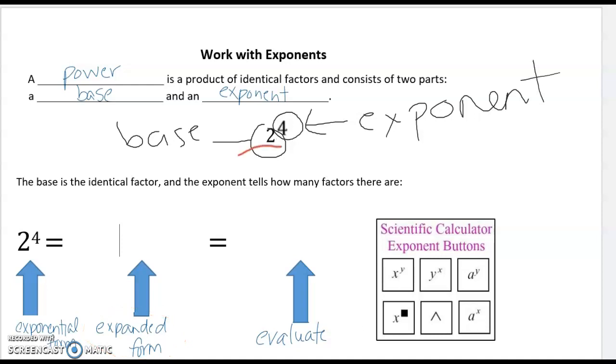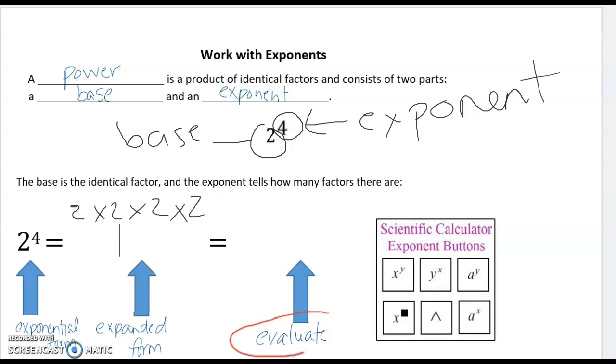So because the base is 2, it tells us that we want to multiply 2 by itself 4 times. So it would look like this: 2 times 2 times 2 times 2. Okay, so our base is 2, and we did it 4 times. 1, 2, 3, and 4.